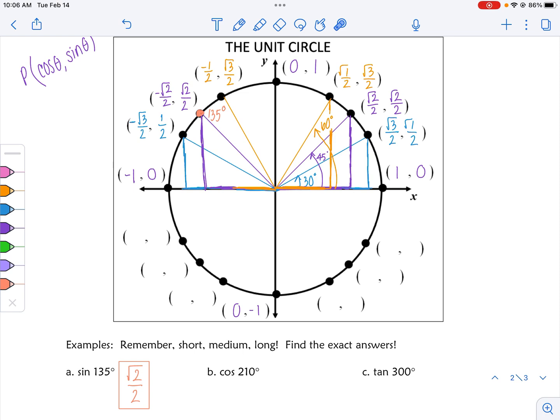Let's try cosine of 210. Start at the x-axis. You go 90, 180, 210 would fall right here. So label that point, 210. I want the cosine, which is the x value, and I notice I'm going the furthest distance out to my x value. Well, I'm going to the left, so it's negative. Furthest is √3/2.